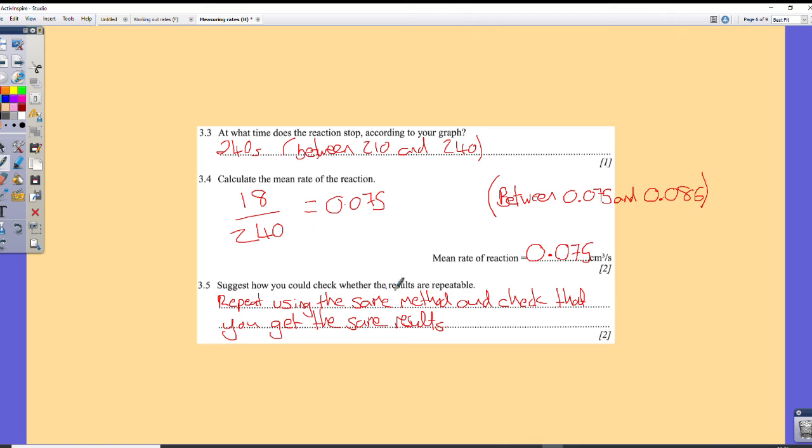And then suggest how you could check whether the results are repeatable. Well, that's really straightforward. It's repeat using the same method and check that you get the same results. So as a class, everybody could follow that method and make sure you got the same one. If you do, then it is repeatable.